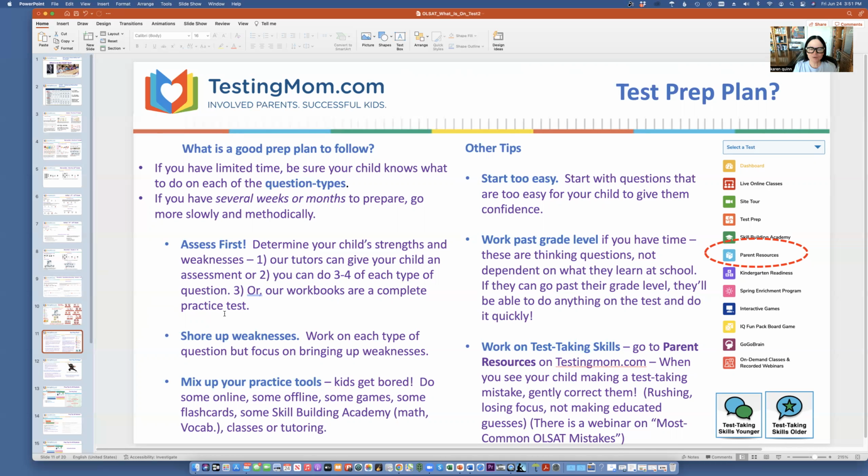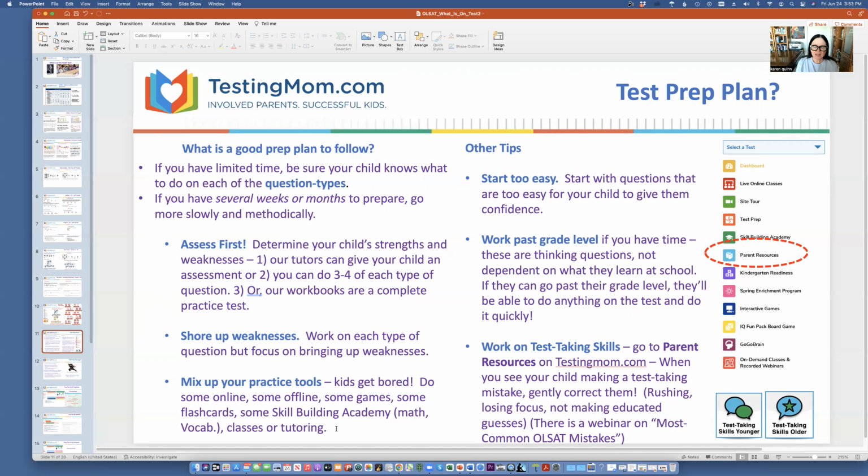So my recommendation is work on those weaknesses. Try to really shore them up. Try to teach them how to handle those types of questions, because so often the light bulb goes off and then boom, they can do those questions and they get much better on the overall test. The other thing I highly recommend is just mix up your practice tools. Just don't have your child doing question after question after question in a workbook situation or even on our website.